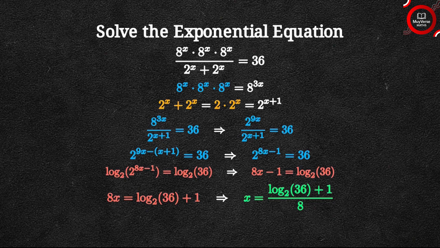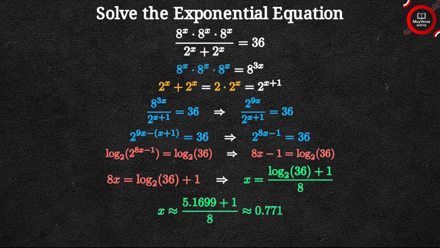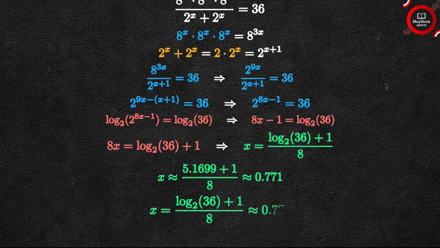Step 6. Approximate the value. Using a calculator, log base 2 of 36 is about 5.1699. So x is about 0.771. Final answer: x equals the fraction log base 2 of 36 plus 1, all over 8, which is approximately 0.771.